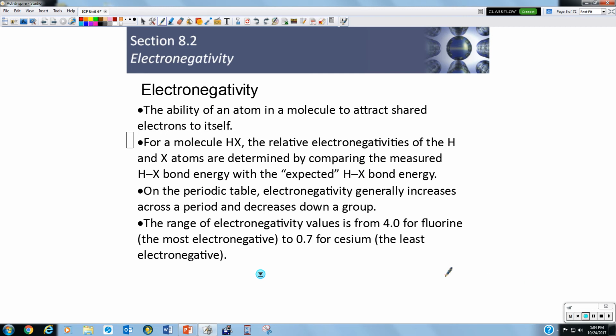All right. So electronegativity. You can read through all of this yourself if you choose to, but the big thing is that electronegativity is the ability of an atom in a molecule to attract shared electrons to itself.